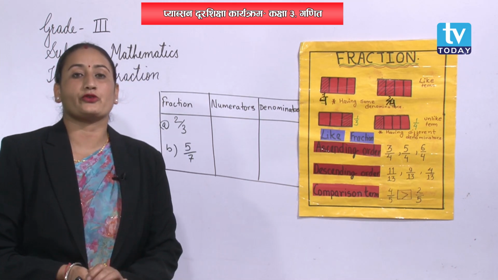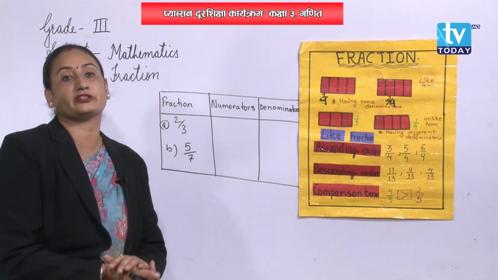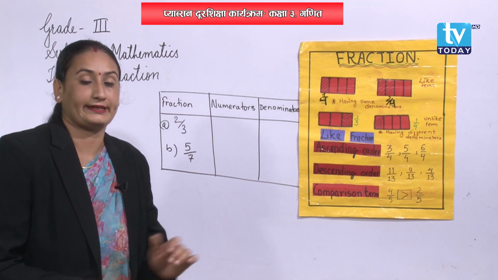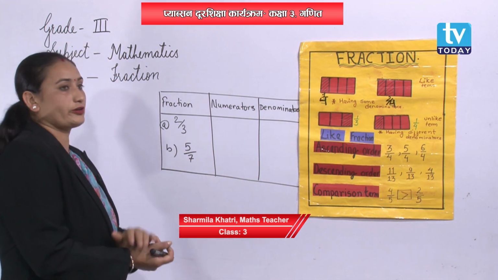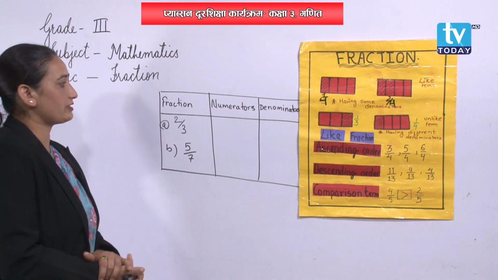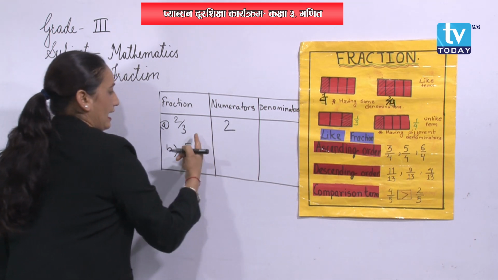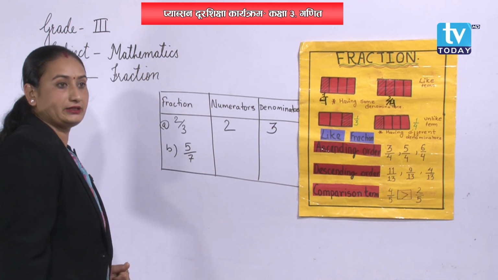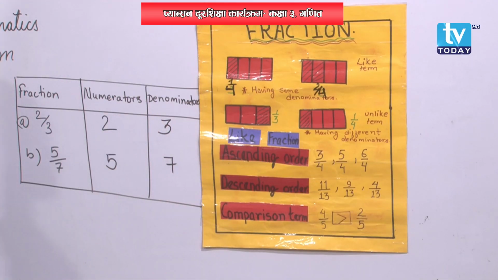Okay, students, I have one question for you. That is, how to separate the numerators and denominators from the given fraction. First of all, let's separate it. Out of the fraction 2/3, which one is the numerator and which one is the denominator? Okay, 2 is the numerator and the down digit is the denominator. Same here. Out of 5 by 7, 5 is the numerator and 7 is the denominator. Can you separate it like this way?